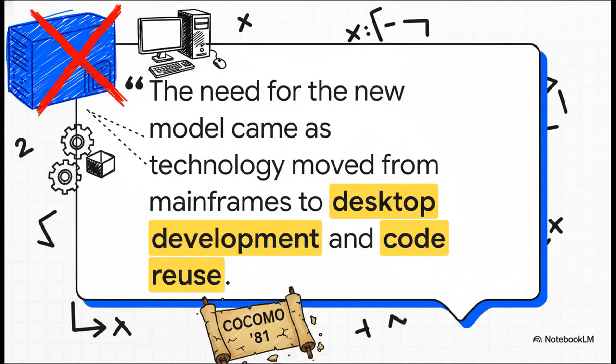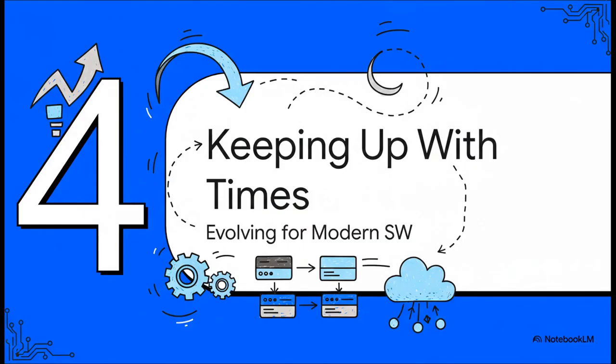But of course, time marches on. By the 1990s, the way people built software was completely different. We'd moved on from giant mainframes to desktops, and ideas like reusing code were becoming standard practice. The original COCOMO was starting to look a little outdated. So this huge shift in technology meant the model had to adapt or become irrelevant. And that's what led to COCOMO II, which was completely redesigned for the world of modern software engineering.